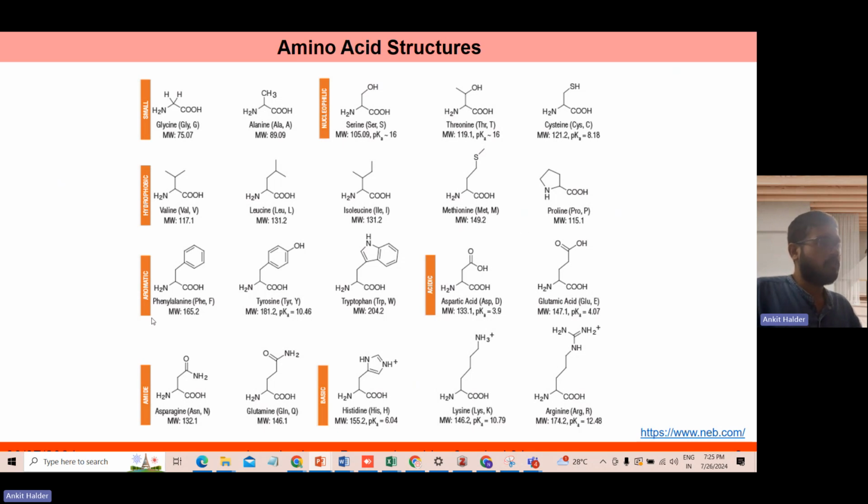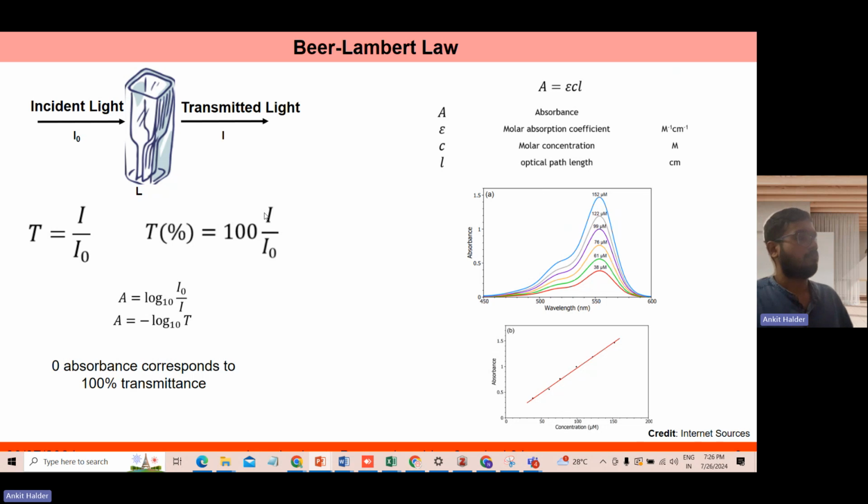Then you have the aromatic amino acids like phenylalanine, tyrosine, tryptophan; acidic amino acids like aspartic acid, glutamic acid; then asparagine, glutamine, and the basic ones like histidine, lysine, arginine. Among these, the aromatic amino acids and proline play a crucial role because of their bulky nature, and it imparts different functional and structural properties to a particular protein. So specifically, proline is of great interest to study.